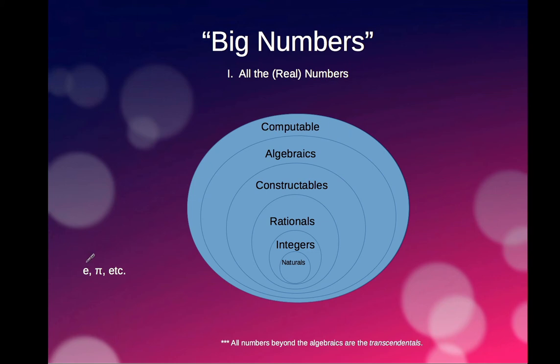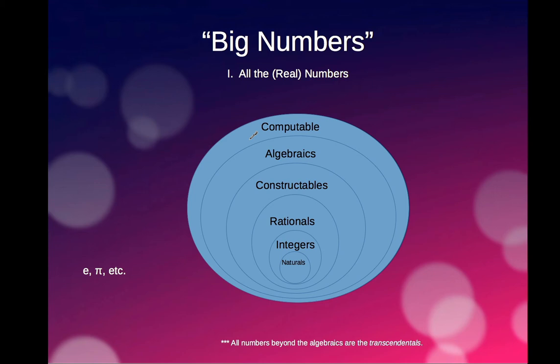So for example, e and pi are not algebraic. Numbers that aren't algebraic, we have a little note here, are transcendental. That's a really beautiful, fancy name for them. Now, computable numbers include all of these in here, but computable numbers also include some transcendentals.